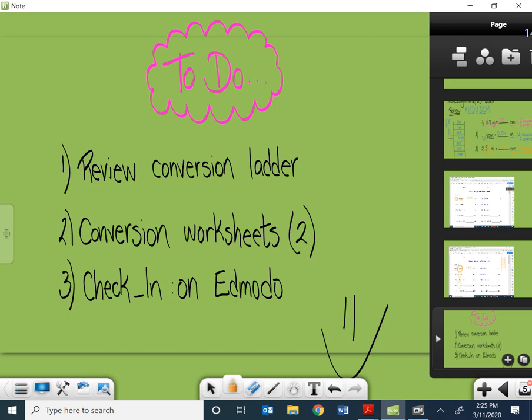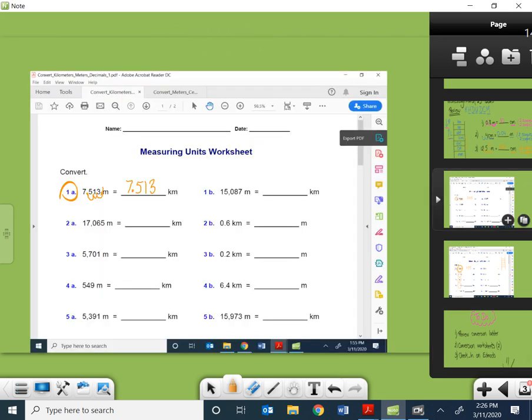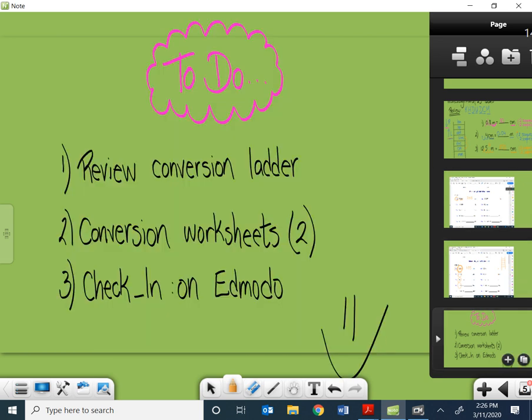Okay, so your to-do list for today: step 1, I want you to review your conversion ladder. So just go back again, try to memorize it, try to say it out loud. Do you know it in order? Number 2 is to do your conversion worksheets, which are just these 2 things, and they'll be on Edmodo. And the last one, as always, is your check-in, and it's on Edmodo. Hopefully you're doing your check-in. Again, I've told you, that's for me to make sure that you, 1, understand the work, and also tells me who's actually doing your work.